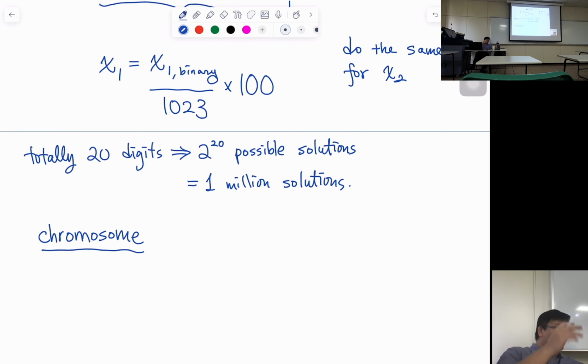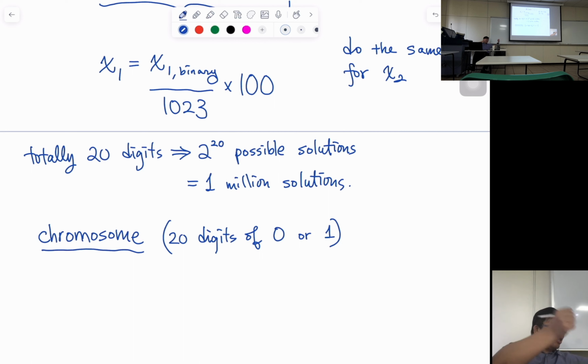Okay, so we use the name because we are treating this math problem as an evolutionary process. So this is basically the 20 digits of 0 or 1. And we are going to randomly generate different chromosomes out of all the 1 million possible combinations. We're going to randomly generate those and see if we are lucky enough to find the optimal.